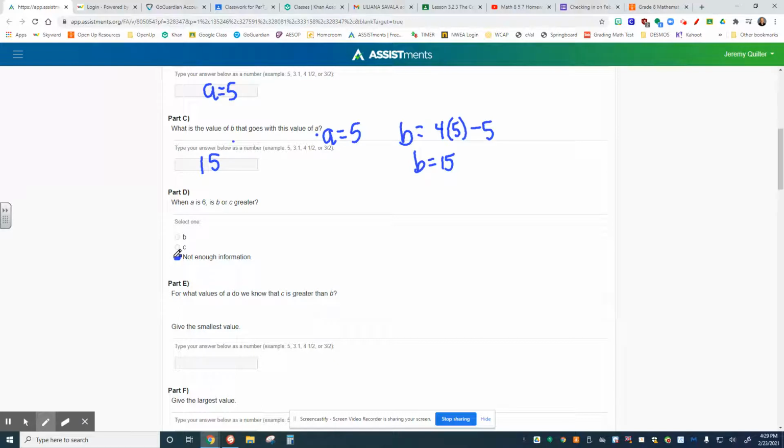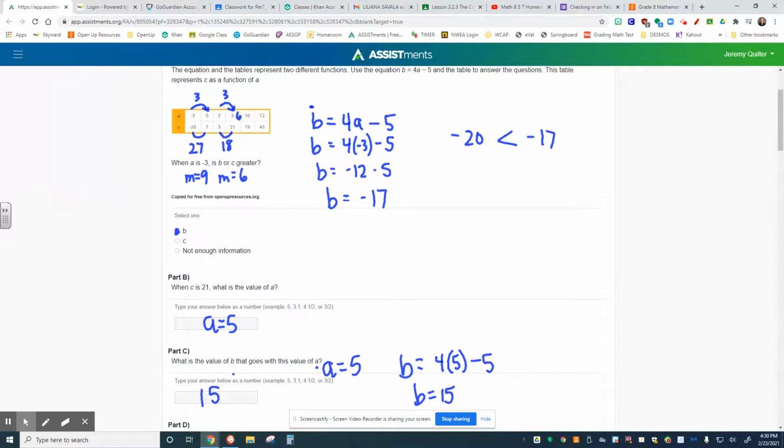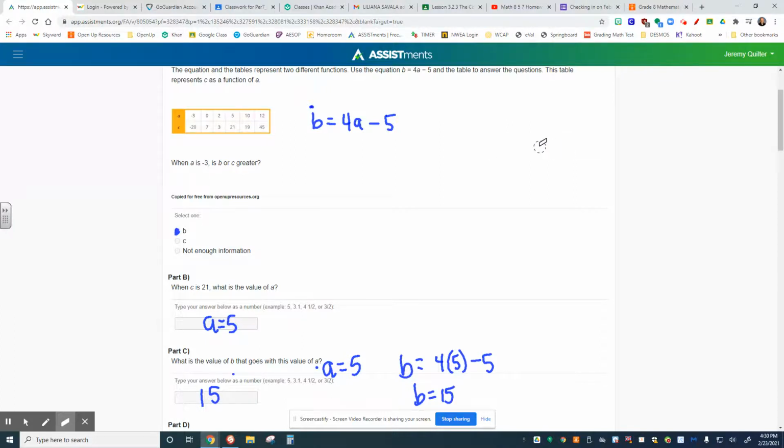For part E, it says, for what values of A do we know that C is greater than B? So all the values of A, what values of A do we know where C is greater than B? In this case, you're going to have to actually do some comparison, and you're going to have to use some substitution and solving each of these ones out. So when we talk about these pieces, you're going to have to take your equation, and you're going to have to compare all the way through where we see these values come out.